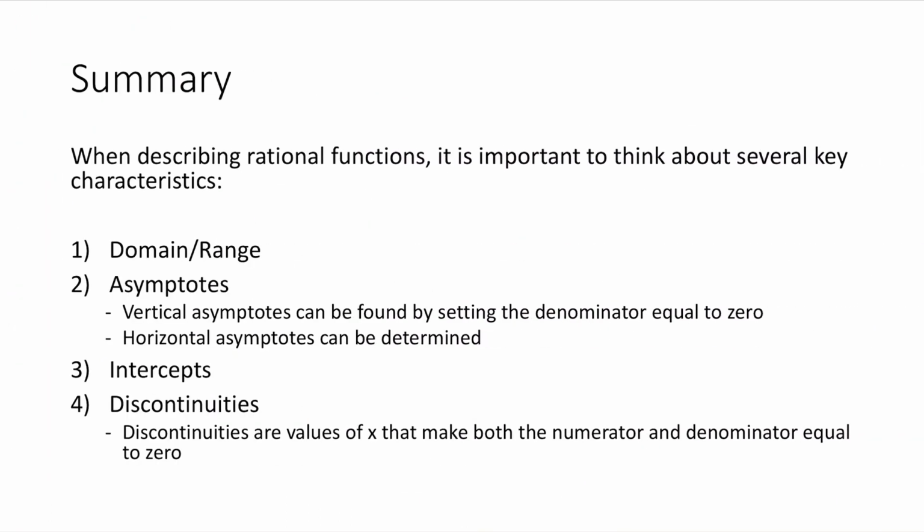So when you're describing rational functions, it is very important to think about several key characteristics. You want to think about domain and range, the asymptotes, any intercepts, and if the function has any discontinuities.